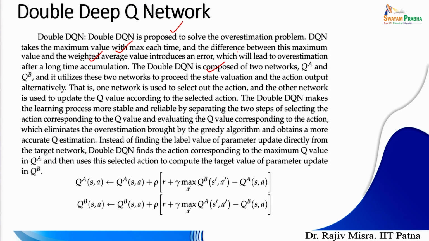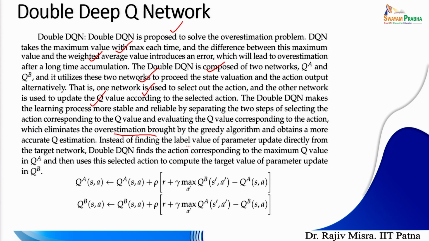The double DQN is composed of two networks, QA and QB. It utilizes the two networks to perform state value evaluation and action output alternatively. That is, one network is used to select the action and the other network is used to update the Q value according to the selected action. So, double DQN makes the learning process more stable and reliable by separating the two steps of selecting the action corresponding to the Q value and evaluating the Q value corresponding to the action, which eliminates the overestimation brought by the greedy algorithm and obtains an accurate Q estimation.